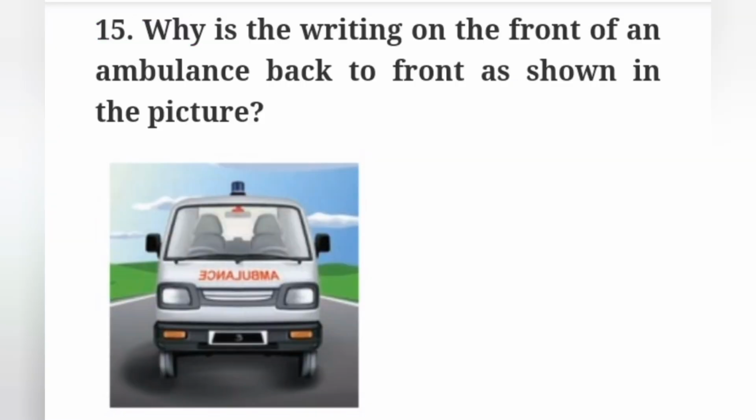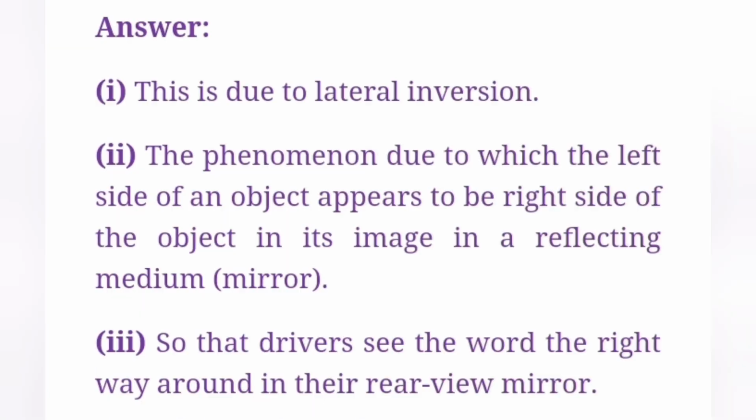15th question, why is there writing on the front of an ambulance written back to front as shown in the picture? Answer: first point, this is due to lateral inversion. Second point, the phenomenon due to which the left side of an object appears to be the right side of the object in its image in a reflecting medium, a mirror. Third point, so that drivers see the word the right way around in the rear view mirror.